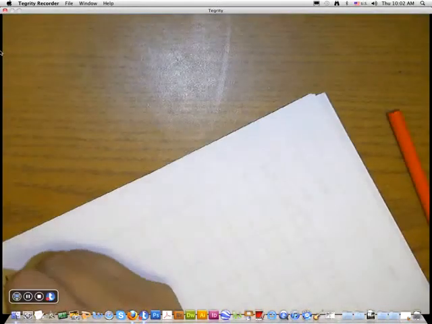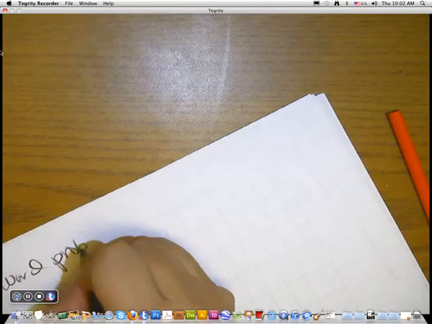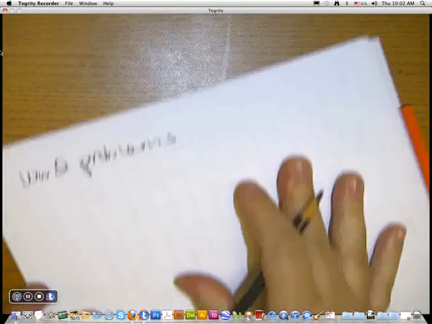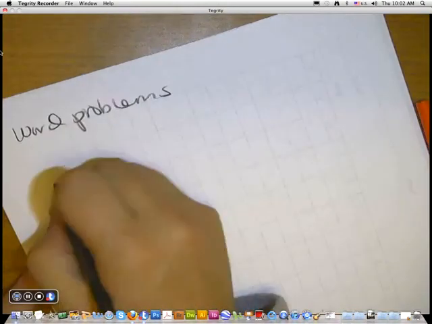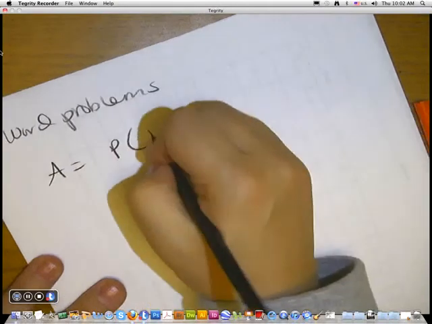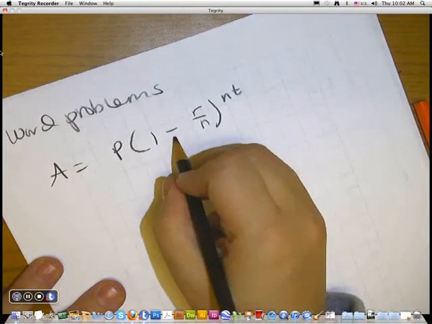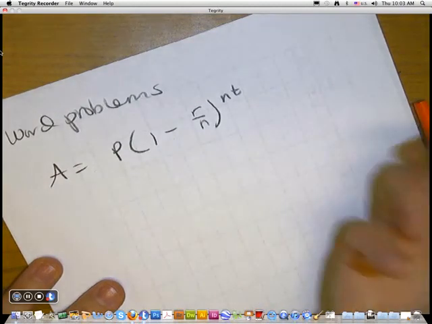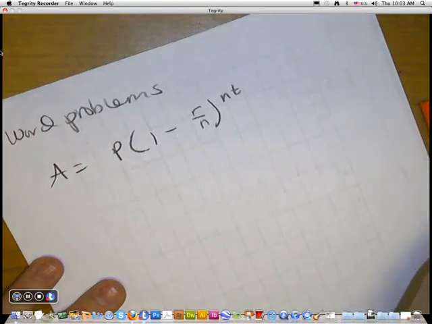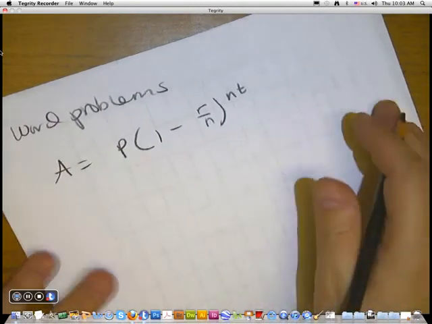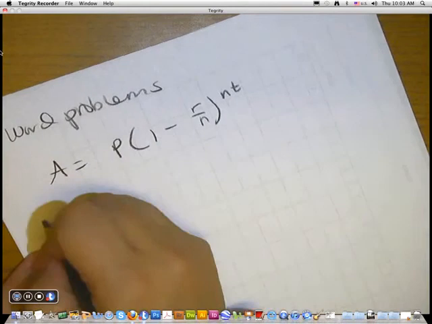All right, the last part of exponential decay is the word problems. And the word problems are extremely similar to what we did yesterday with the growth problems. The only difference between them is the minus sign, which makes sense. Growth would be addition, so that's add. Decay would be subtraction, so it's negative. All right, but everything else is the same.